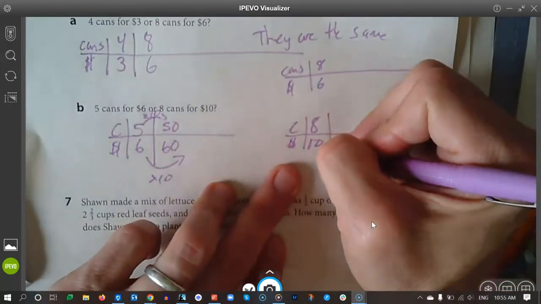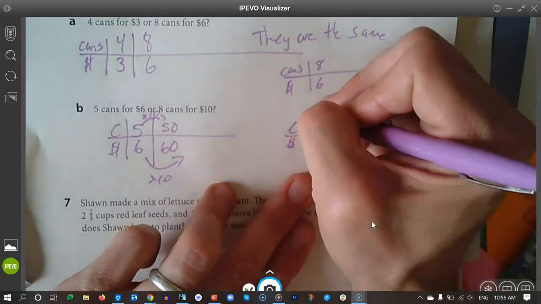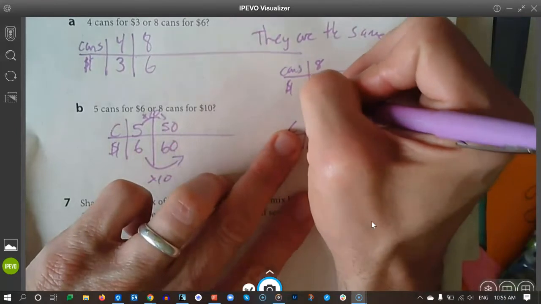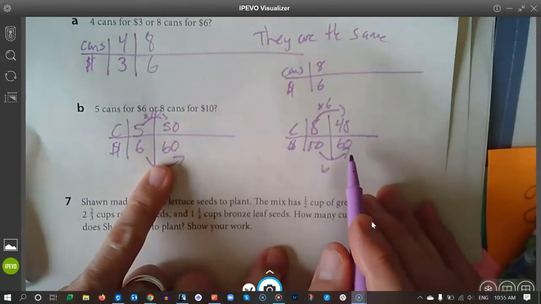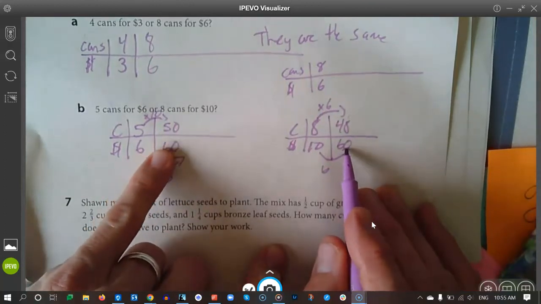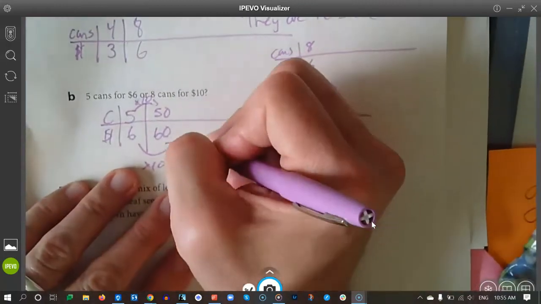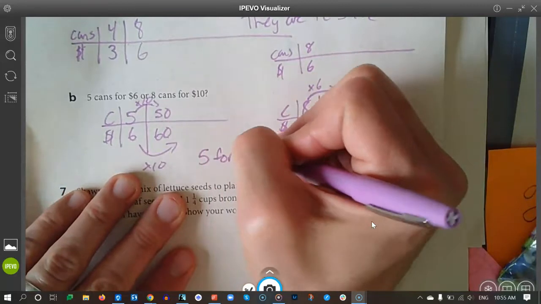So now we're going to multiply by 6 to get to 60. If you're going, Mr. Light, this is just like fractions, you're right. I get 48. So which one's the better deal? If I spend $60, I get 50 cans, or $60, 48 cans. So 5 for 6 is better.